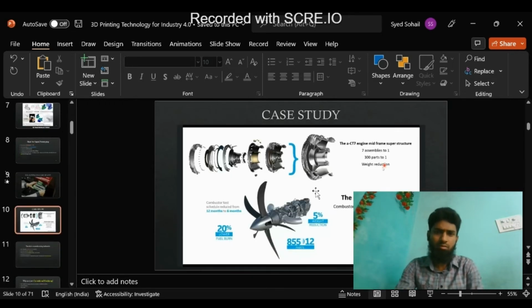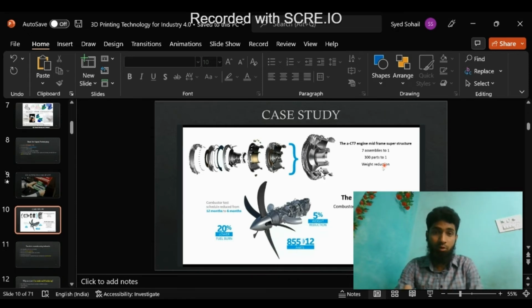A case study of how 3D printing helped the GE Catalyst engine to reduce even the fuel burn; the fuel consumption was reduced, and so was the number of parts, because 3D printing, as we know, reduces the assembling of parts, because we are making the complete product. So 855 parts to 12 parts, right? That's how they were able to reduce the number of parts as well, and there was a weight reduction of 5%. So all of this you can see, the different parts are now being integrated into one part.